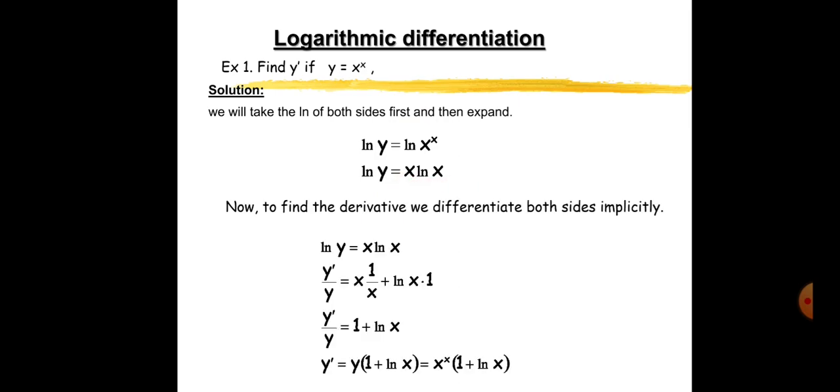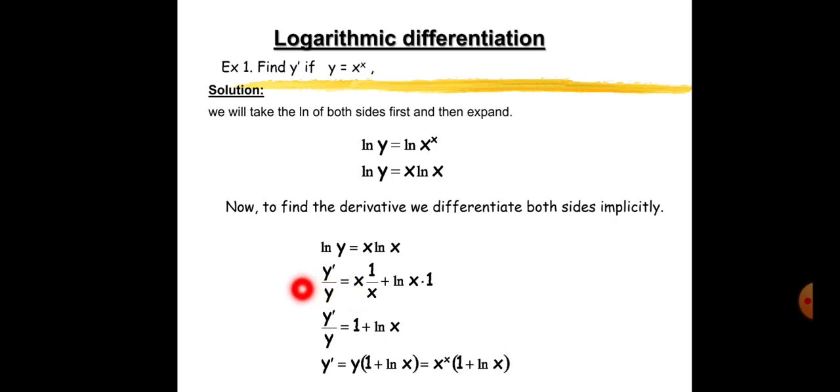Now we can find the derivative. The derivative of ln y is y prime over y, or you can write 1 over y times y prime as you like. Here we have a product of two functions, so we have to apply the product rule. Derivative of the first times the second: x times the derivative of the second, the derivative of ln x is 1 over x, plus the second times the derivative of the first, which is 1.